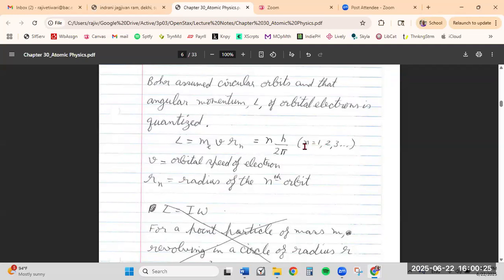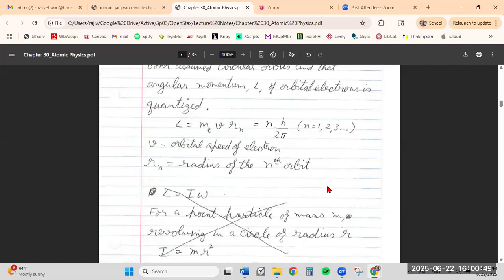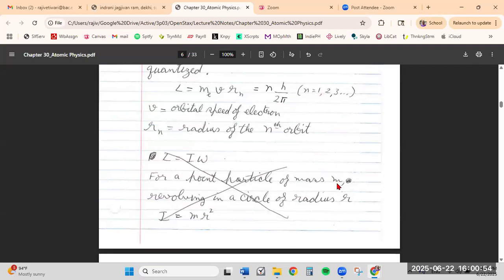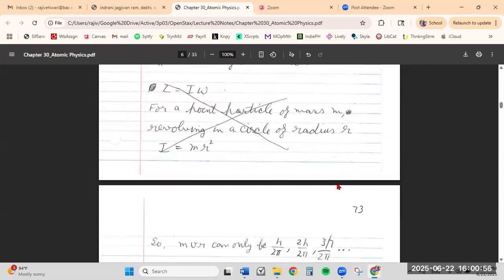So the different values of n correspond to different values of the radius of the orbit. So n equals 1 would correspond to the smallest orbit, n equals 2 bigger than that, n equals 3, etc. And v here is the orbital speed of the electron, the speed with which the electron moves in its circular orbit. v is the speed, r_n is the radius of the nth orbit.